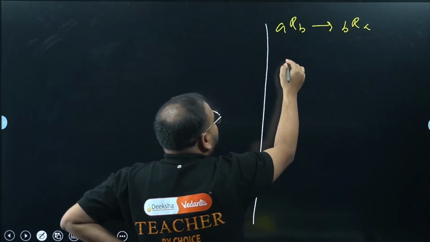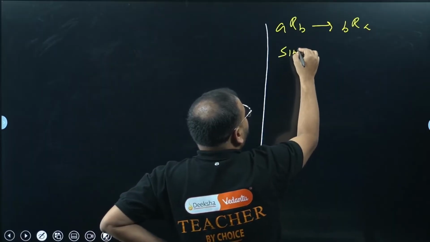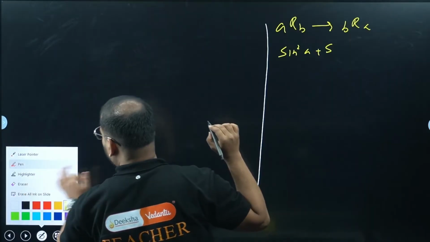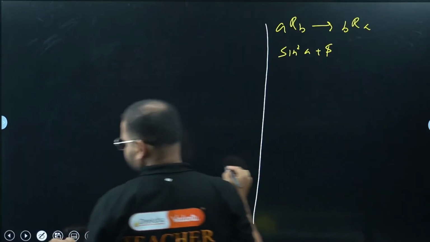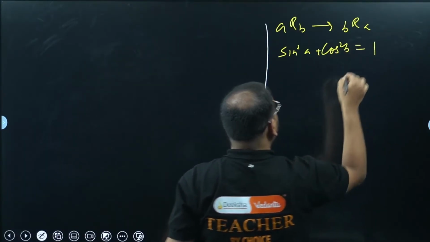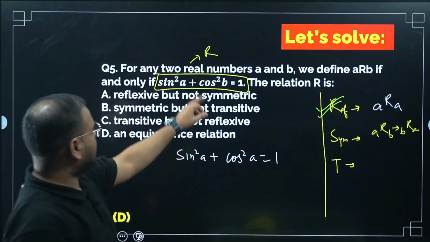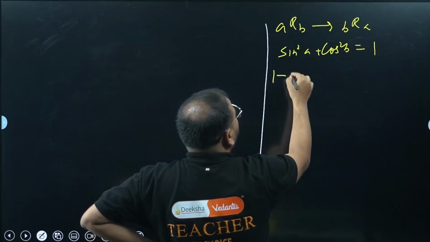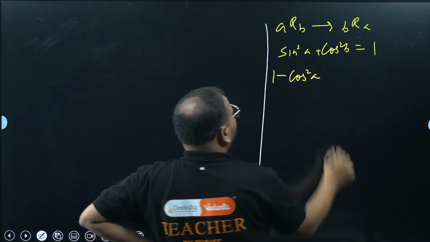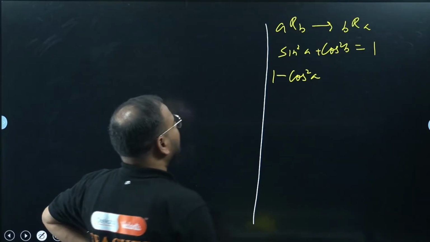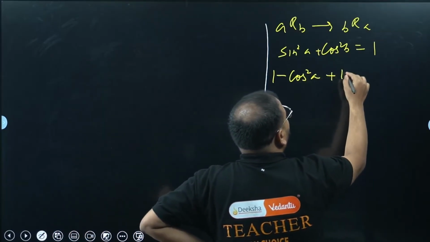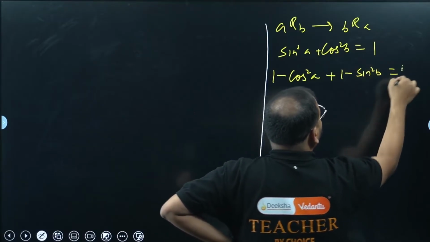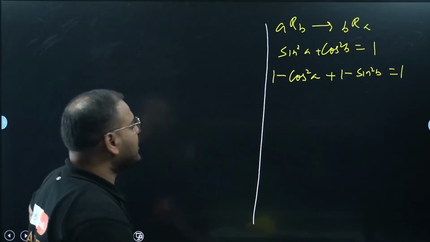So basically what is given for us? Sin square A plus cos square B is equal to 1. This is what is given. I can write sin square A from the identity as 1 minus cos square A. What about cos square B? 1 minus sin square B. Please check.